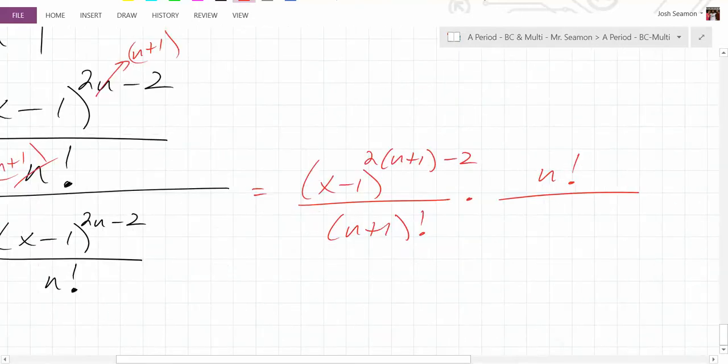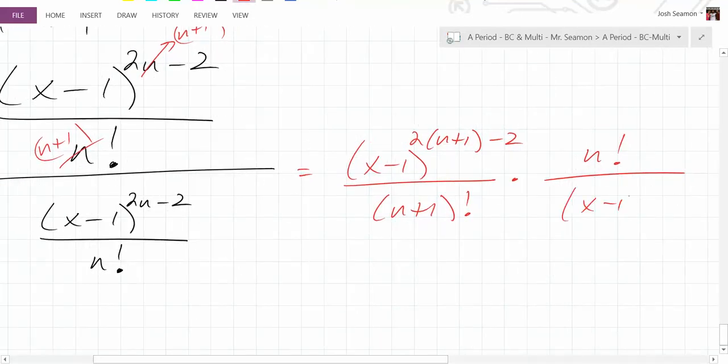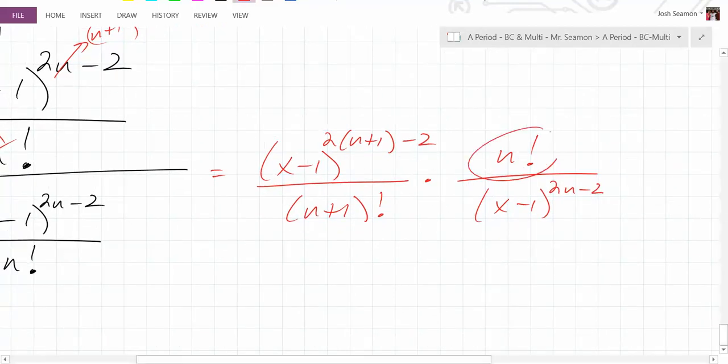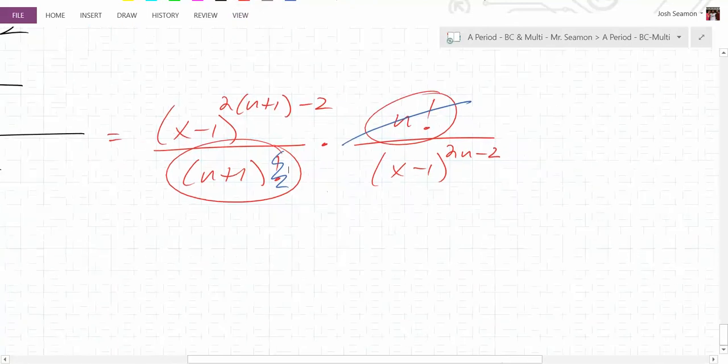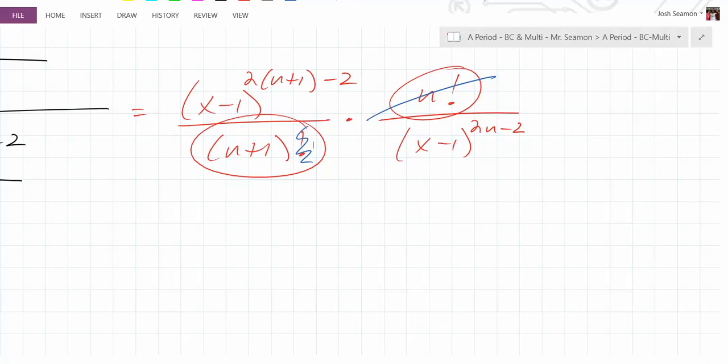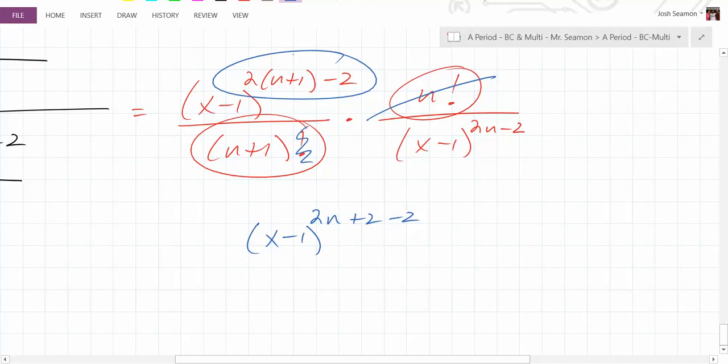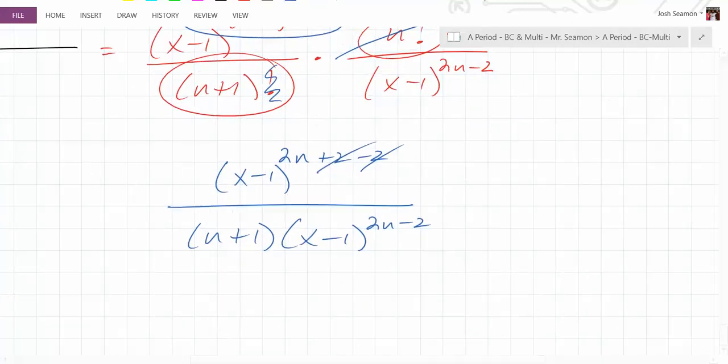Because you're dividing by a fraction, over x minus 1 to the what? 2n minus 2, right? So when you have n and n plus 1, what does that become? This goes away, and the factorial goes away, right? Then you just have to be really careful about what you do right here. It's going to be x minus 1 to the 2n plus 2 minus 2. That's what this is, right? So what happens there? Those go away, and what are you left with on the bottom here? You're left with n plus 1 times x minus 1 to the 2n minus 2, correct?